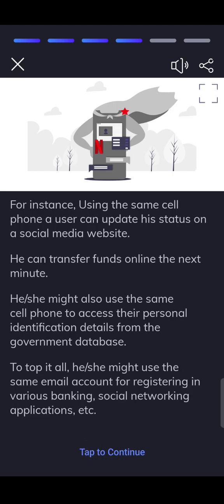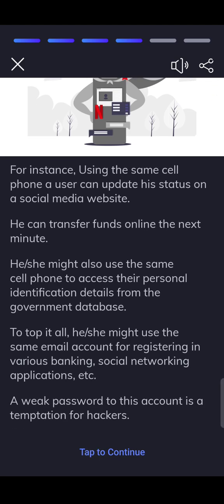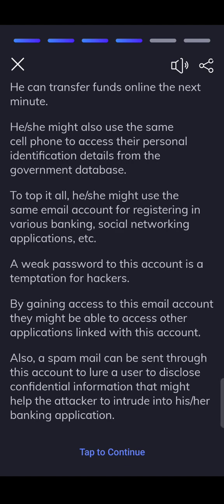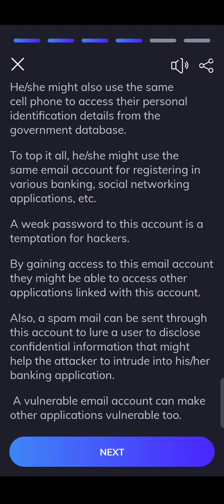To top it all, he or she might use the same email account for registering in various banking, social networking applications, etc. A weak password to this account is a temptation for hackers. By gaining access to this email account, they might be able to access other applications linked with this account. Also, a spam mail can be sent through this account to lure a user to disclose confidential information that might help the attacker to intrude into his/her banking application. A vulnerable email account can make other applications vulnerable too.